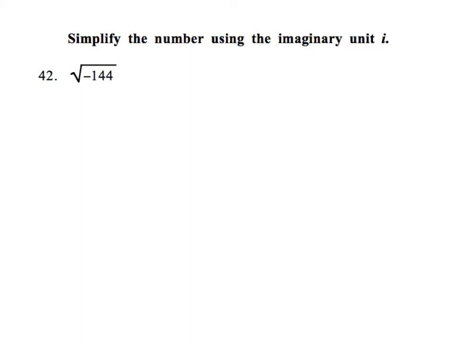For 42, we're going to simplify the number using the imaginary unit I. For this one, we have the square root of negative 144. So what we're going to do for this, first things first, we need to get rid of that negative underneath.